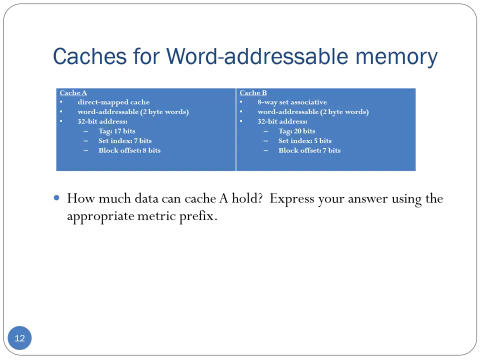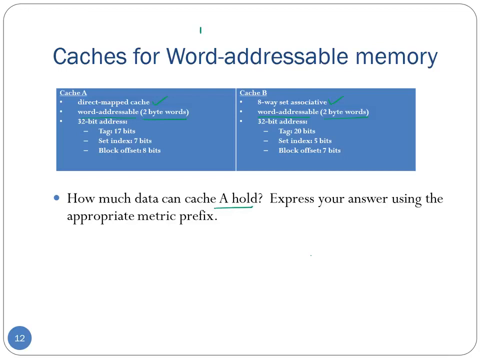Now this question is also similar to the previous caching question. Here again we are given two caches, A and B, the direct map cache and the set associative cache, but the main difference here is these are now word addressable caches, right? This is not byte addressable. So let's see how this size computation changes if you have word addressable caches. So here the first part is asking us to compute the size of cache A, right?